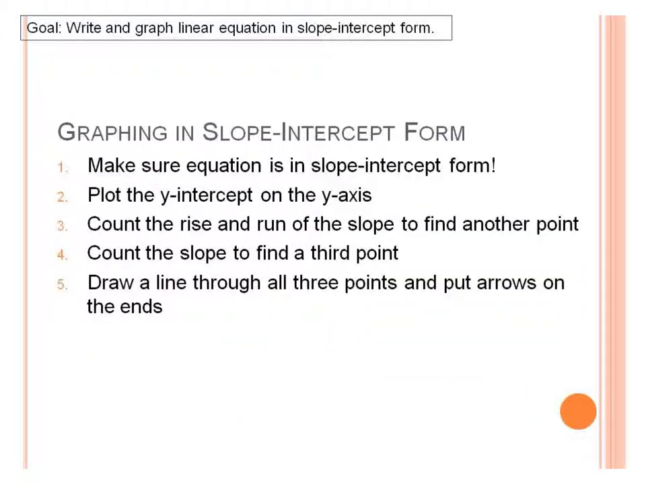Here are your steps for graphing using slope-intercept form, and I would suggest you write them down and look back at them as you graph to begin with. First of all, if it's not in slope-intercept form, you're going to put the equation into slope-intercept form, because to graph with that form, it has to be in that form. You're going to plot the y-intercept, and then count the rise and the run to find a second point, and then do it again to find a third point, because remember, I want 3 points on those lines. Then you are going to draw a line through all 3 points and put arrows on the ends. So let's see how that looks.